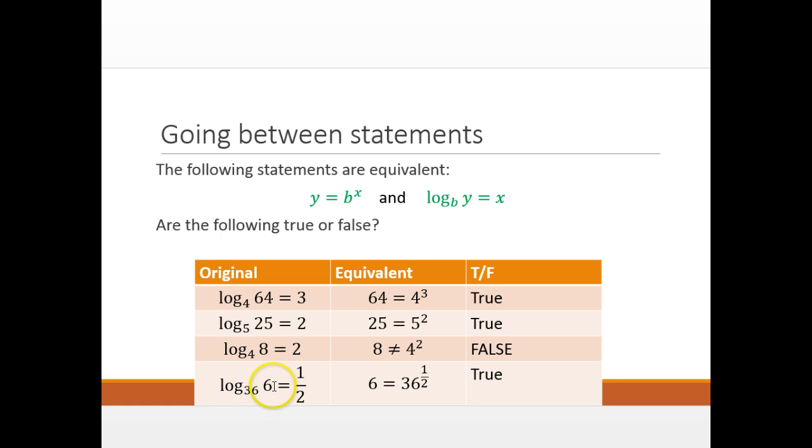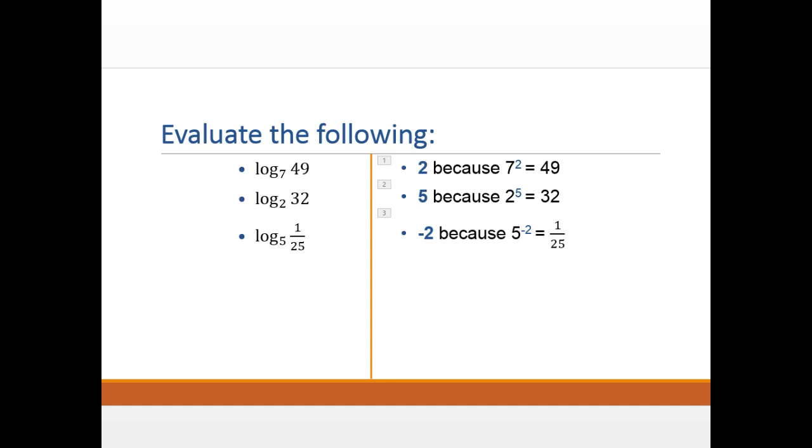Log base 36 of 6 equals 1/2. My base is 36, my exponent's 1/2. So 36 to the 1/2 power equals 6. That is true as well. I can evaluate these expressions. Log base 7 of 49, we know this is 2 because I know 7 squared equals 49. Log base 2 of 32 is 5. Remember, logs give us our exponents because 2 to the 5th is 32.